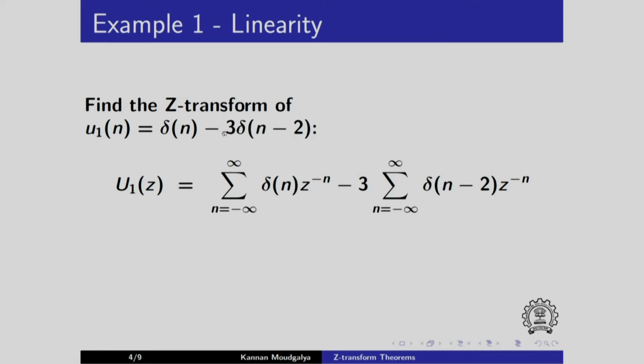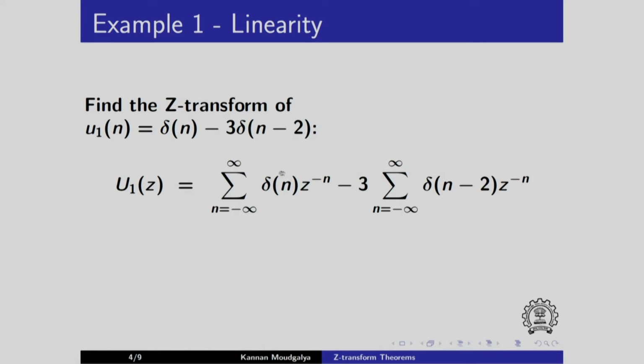Similarly for the second term, 3 comes out of the sum, once again you have this infinite sum. But as delta is something special, we have some simplifications. What is special about it? This delta is non-zero at only one point, for only one value of n. At what value of n? When n is equal to 0.